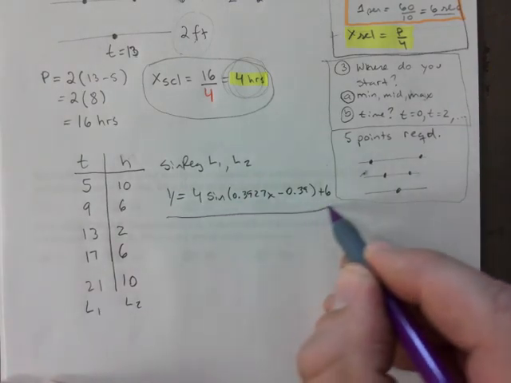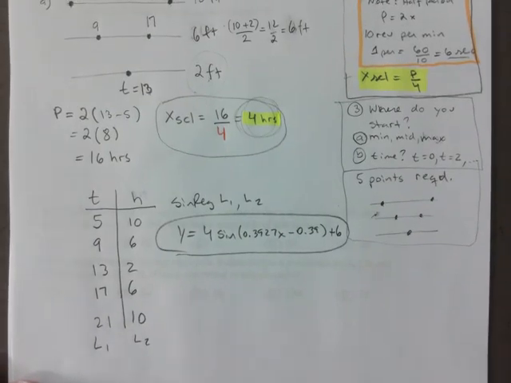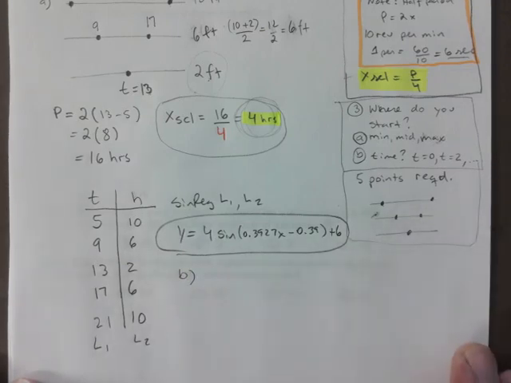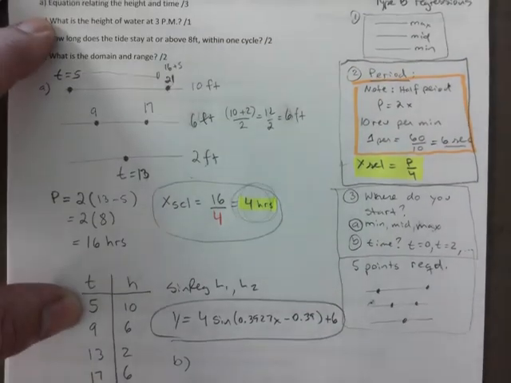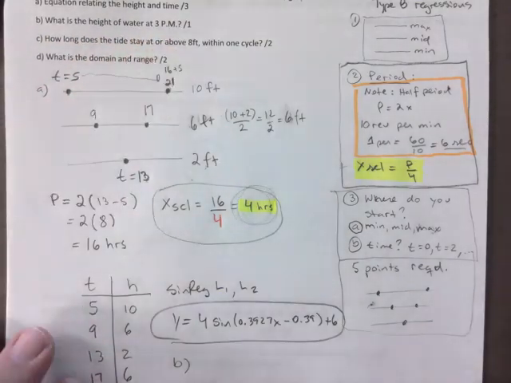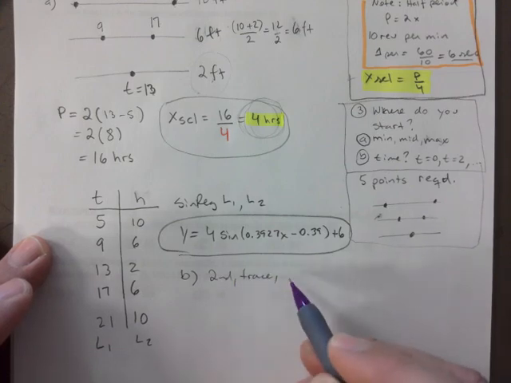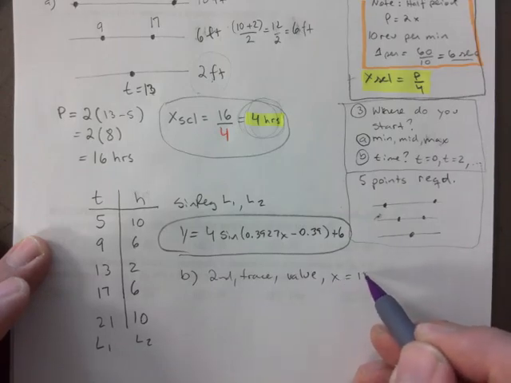This is all that work just for this. And I am going a little overkill. There's way too much on there. After a while, you're probably not going to show all these steps. But that's where practice is going to come in today. So B. Let's answer B now. It says, what's the height of the water at 3 p.m.? So we're going second trace, value. X is going to be 15 hours, right?